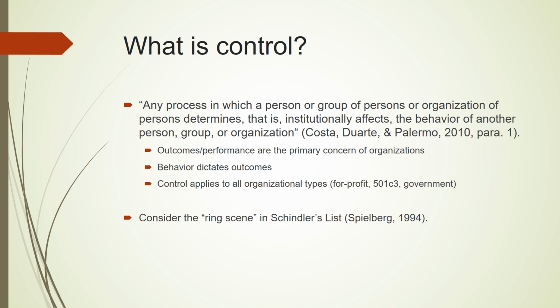And outcomes, in performance, they tend to be the primary concern of organizations. But I like how Costa, Duarte, and Palermo used the term behavior as what is trying to be influenced within the context of organizational control. Because behavior dictates outcomes. What an entity does, the actions that they put into play, those affect the outcomes, being the primary concern of an organization.